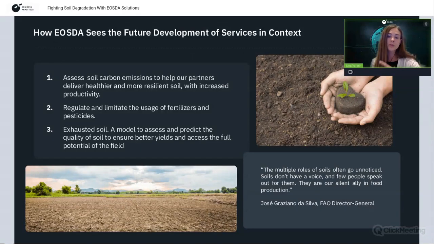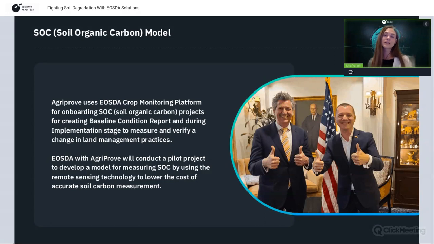We'll definitely continue developing products and tools to measure the impact of climate change conditions, to model and predict yield forecast considering the current management techniques. We provide recommendations on fertilizer application or crop rotations to reach the maximum possible yield. And we'll continue developing tools and models to assess and predict the quality of soil to ensure better yields and access the full potential of the field without very intense and harmful practices, even though pretty much all practices are intensive and harmful. So moving forward to the real cases that we have.